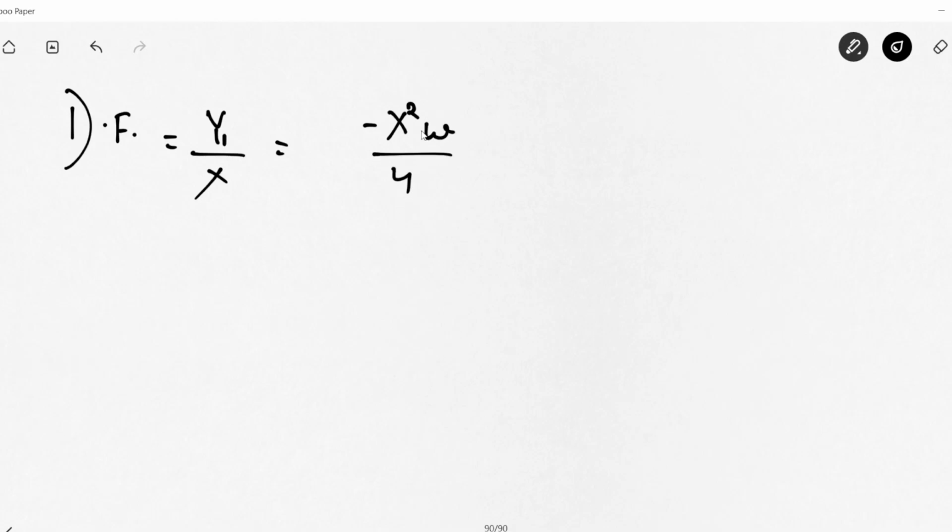The describing function therefore is y1 by x. Y1 in this case is minus x cube omega by 4, divided by x, so it becomes minus x square omega divided by 4. So this is our describing function now.